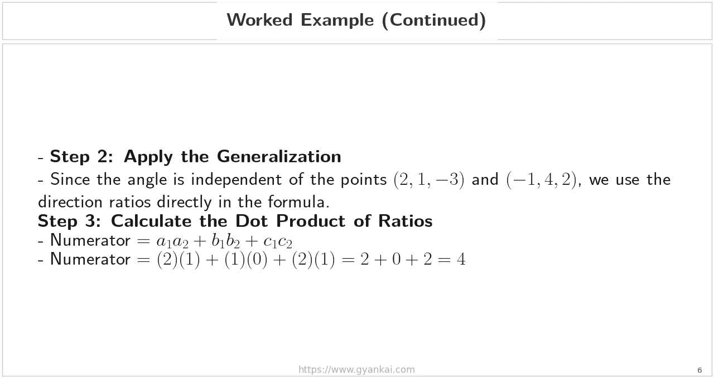To do this, we multiply the corresponding components of our two sets of ratios and add them together. That is, a sub 1 times a sub 2 plus b sub 1 times b sub 2 plus c sub 1 times c sub 2. Plugging in our values, we get 2 times 1 plus 1 times 0 plus 2 times 1. This simplifies to 2 plus 0 plus 2, which gives us a final numerator of 4. Keep this value in mind, as we will need it for the next step where we calculate the magnitudes.